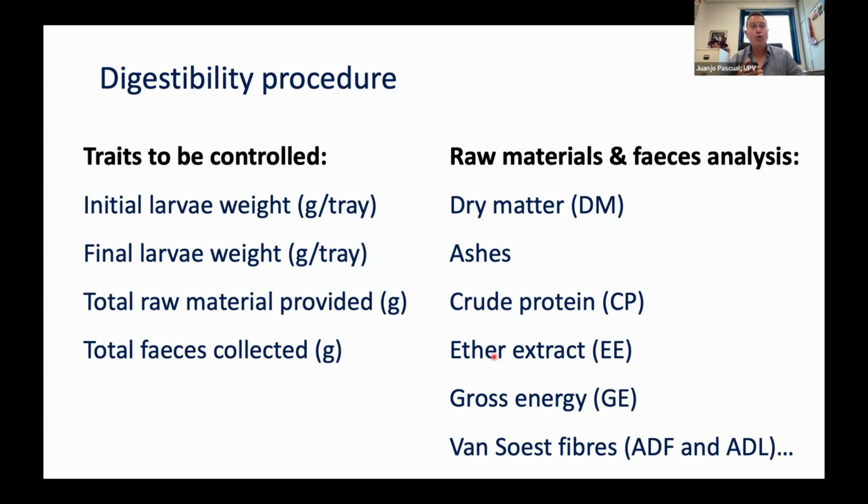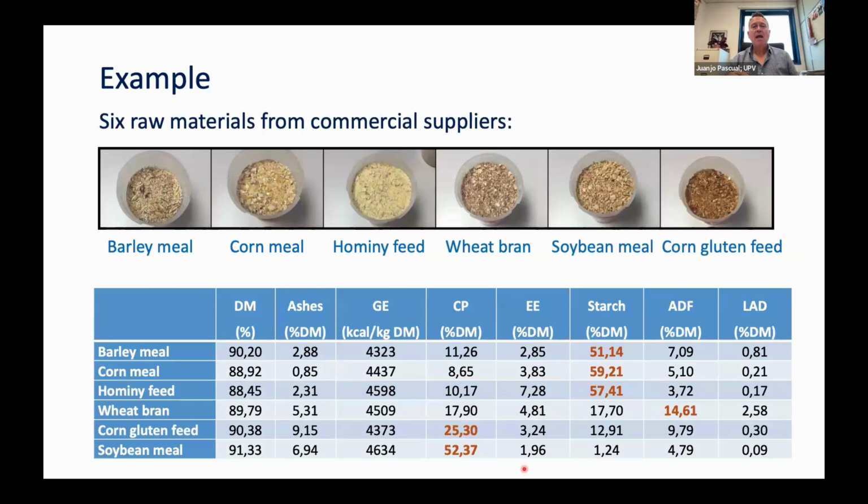that we are interested in. In our case, dry matter, ash, crude protein, ether extract, gross energy, and the fibers, which is not common, but if you are interested to know the behavior of the use of the fibers, it could also be interesting. In one of our recent studies, for example, we determined the nutritional value of 6 raw materials of interest in mealworms: barley meal, corn meal, hominy feed, wheat bran, corn gluten feed, and soybean meal.